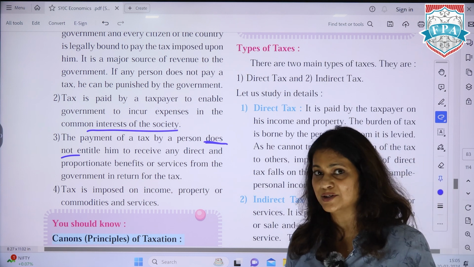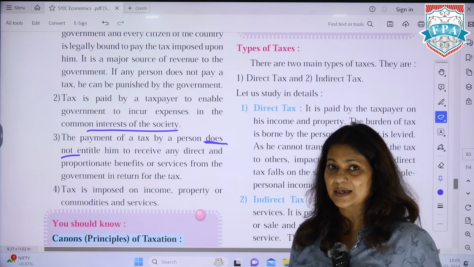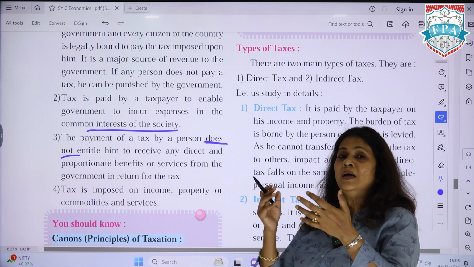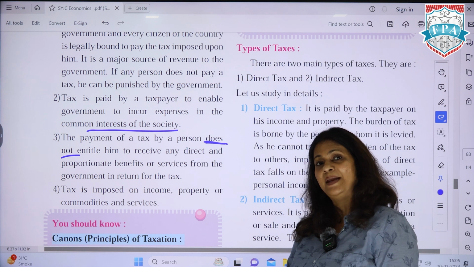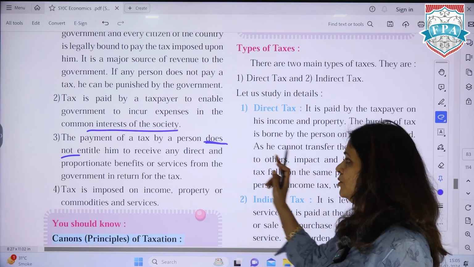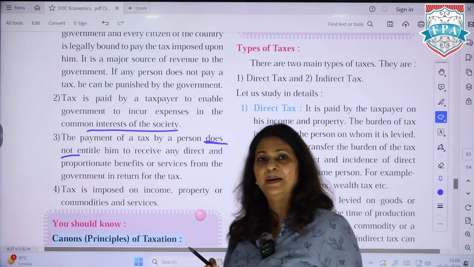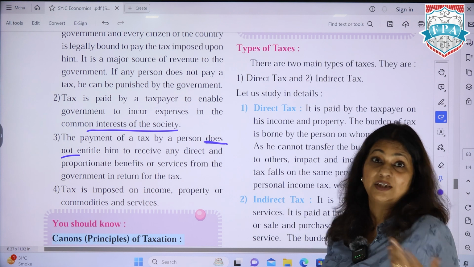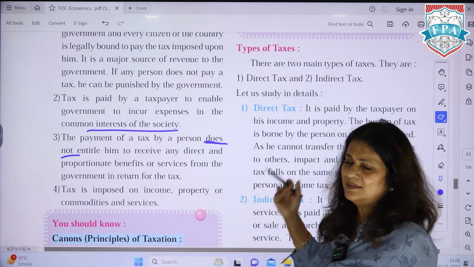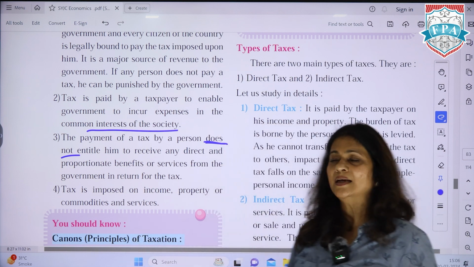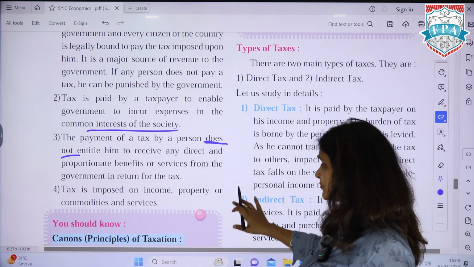And that's what I emphasized on for the examination purposes. So there is an absence of quid pro quo in case of the tax which is being paid by the person to the government, because there is no direct or proportionate benefit which the taxpayer is entitled to just because he's paying tax. And yes, a tax is levied on his income, on his property, on the goods which he's selling. So that's what tax is.